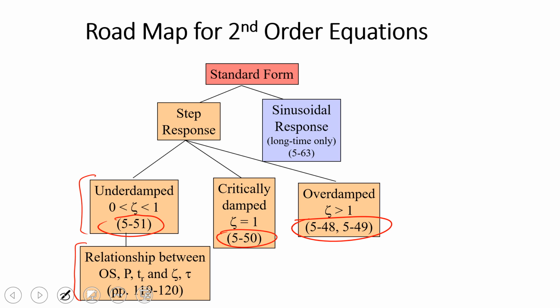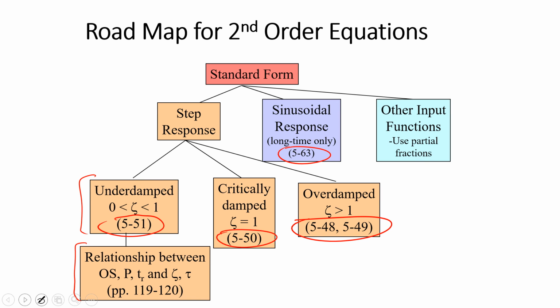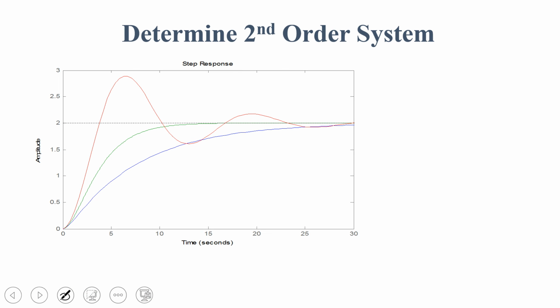If we have a sinusoidal response, we showed that as well with this equation. We can just look at the amplitude of the input and output. We can also use other input functions, and that's where we're going to use partial fractions. Let's look at an example here. For this underdamped system, let's see if we can determine zeta and tau.